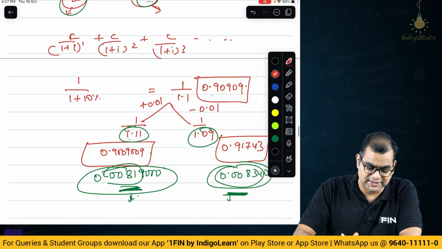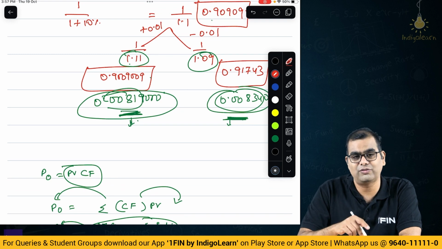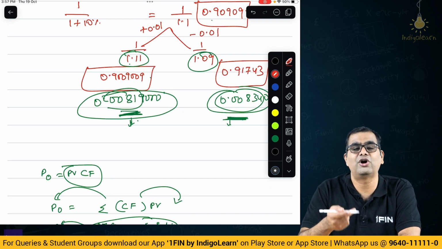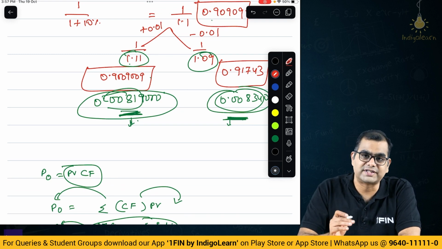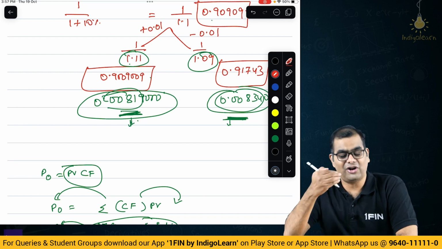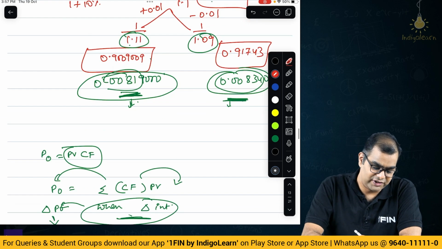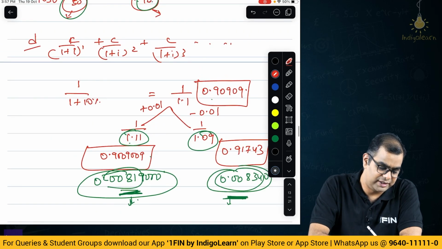Right. Now, given this understanding, these are all essential for you to understand the next step, which is the thing called convexity. Volatility or sensitivity is your modified duration, and convexity is the second order differentiation. So, basically, you have differentiated it first time, d by dx.